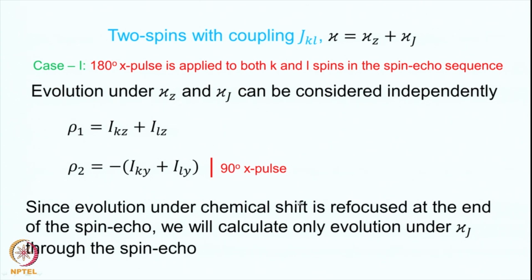Since evolution under chemical shift is refocused at the end of the spin echo, we will calculate only evolution under H_J through the spin echo, because we have already shown that chemical shift is refocused. So, we do not need to calculate under the chemical shift again. Therefore, we will only calculate evolution under the coupling constant.